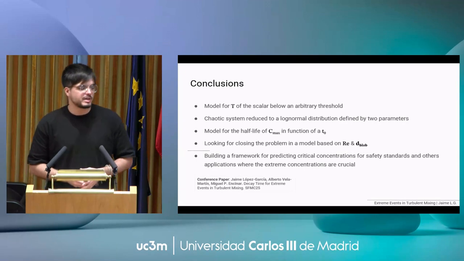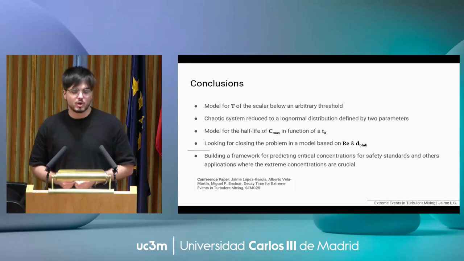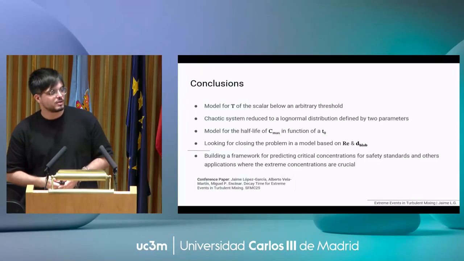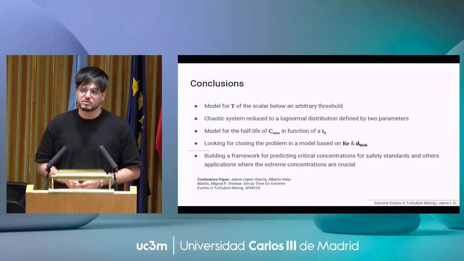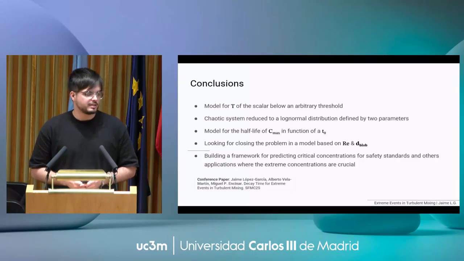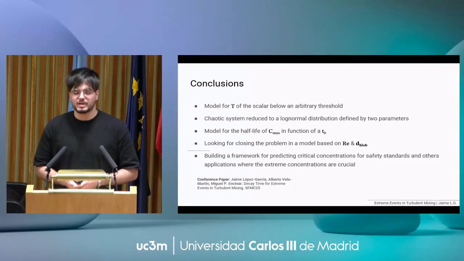As a conclusion, in summary, we have a model for the time of decay of the scalar below an arbitrary threshold. A chaotic system has been reduced to a log-normal distribution defined by only two parameters. We have a model for the half-life of the maximum value of the concentration as a function of T0. And we are looking to close the problem in a model based on the Reynolds number and the diameter of the blob.